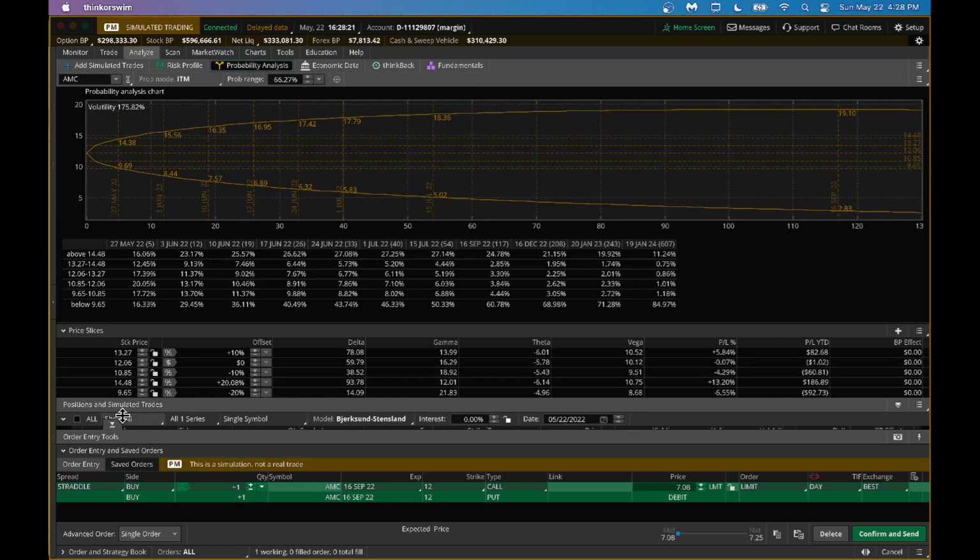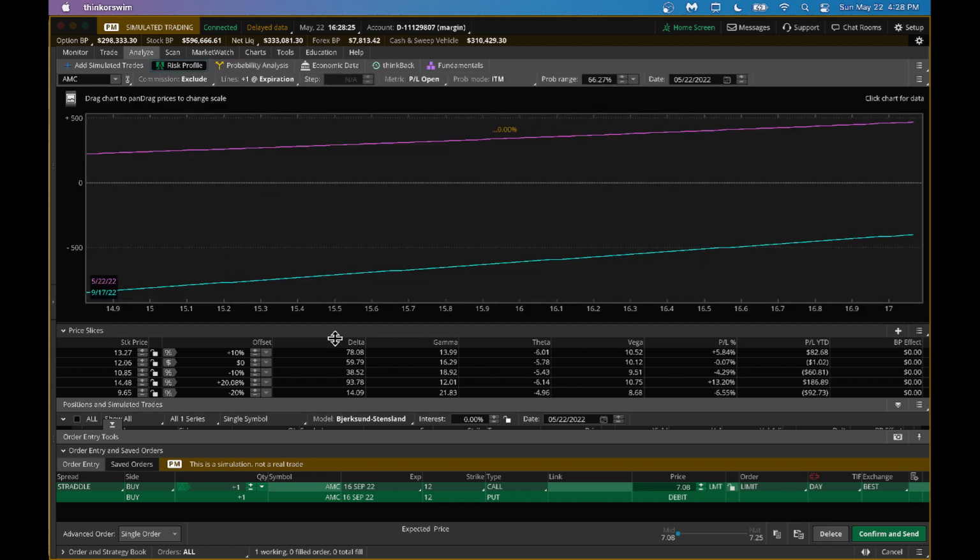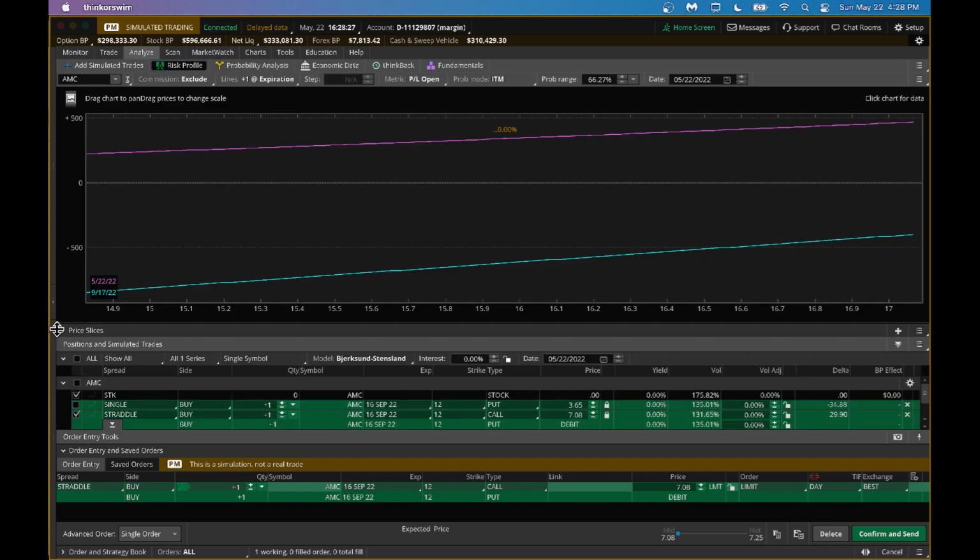And there are a bunch of things going on here. Let's go to risk profile right here, and let's see where our stock is. Straddle. Okay, we got our straddle selected here, and we got our chart right here. So look, we will make money either way if the stock goes higher or lower.